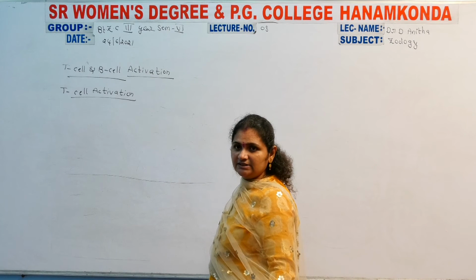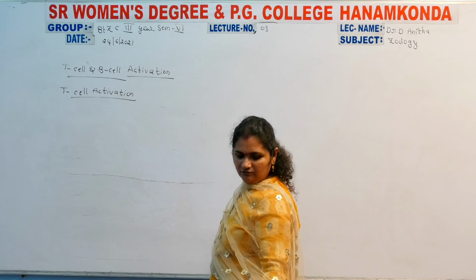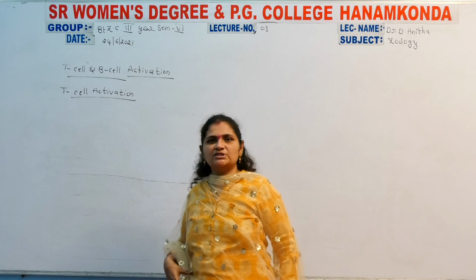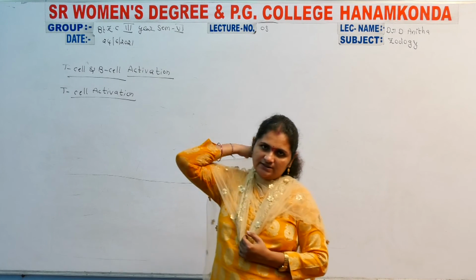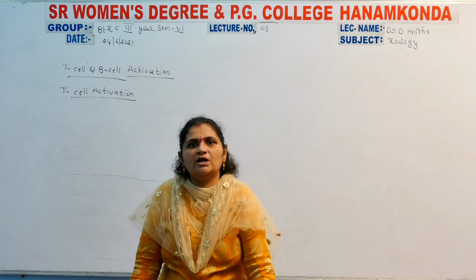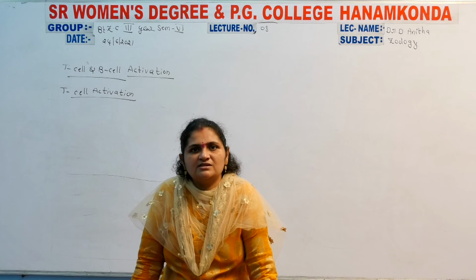We already completed the lymphoid progenitor and myeloid progenitor. The lymphoid progenitor is always for the T cells, the T lymphocytes, and from the myeloid progenitor the B cells are produced. These B cells mature in the bone marrow, but the T cells mature and develop mainly in the thymus.